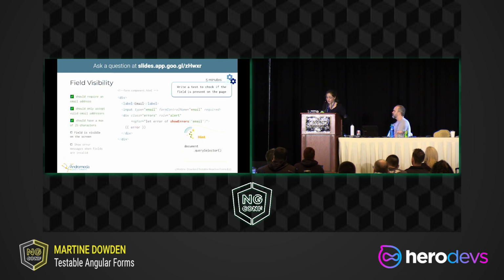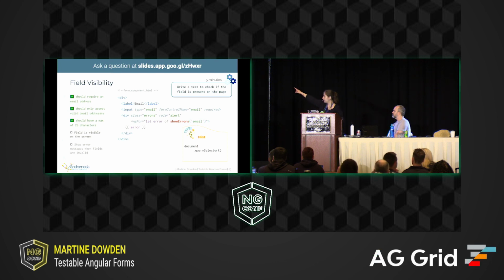So basically our email address has this structure in our HTML. We have a div inside of which we have a label, an input, and then whatever errors that we want to display to our user. And so what we need to do is figure out how can we validate that this input actually is in our HTML. So let's go ahead and write a test for that.